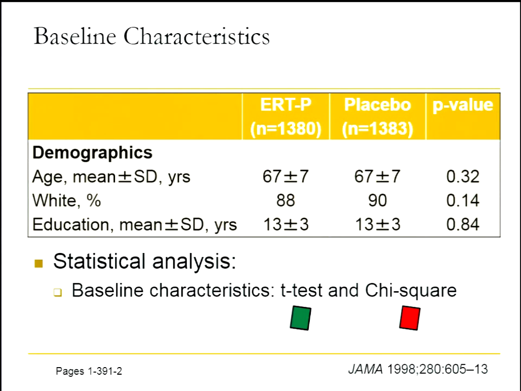So we have a parallel design study in this case. We have 2,700 some odd patients who were randomized to one of two therapies, either estrogen replacement therapy or placebo. Randomized to one of these two groups, and then studied for an average of, I think it was 4.1 years, or a median of 4.1 years. All right, so parallel design.